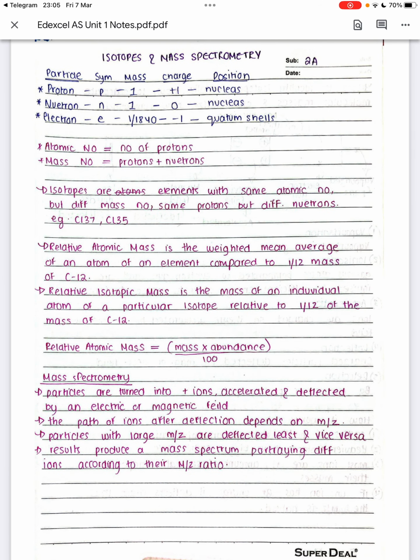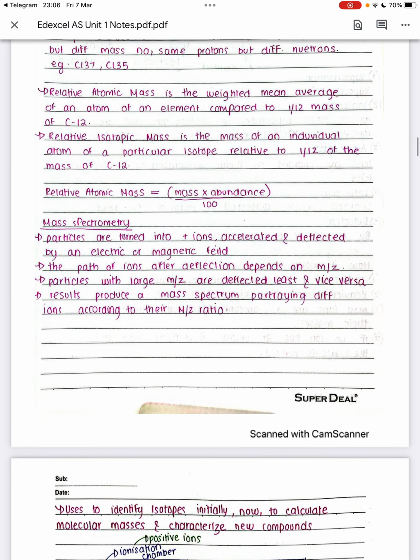Here again, the isotopes and mass spectrometer. The proton has the symbol p, mass 1 and charge +1. Its position is in the nucleus. The neutron is also in the nucleus but has 0 charge, with mass 1 and symbol n. The electron has symbol e, mass 1/1840, charge -1, and its position is in the quantum shells. Atomic number is the number of protons. Mass number is protons plus neutrons. Isotopes are elements with the same atomic number but different mass number, meaning the same protons but different neutrons, for example Cl-37 and Cl-35.